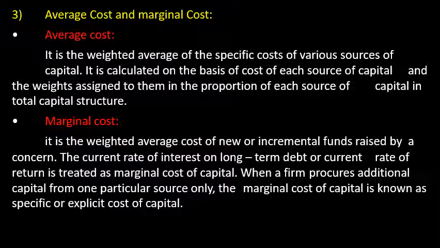So it is calculated based on the cost of each source of capital, each source like equity, preference, debenture, bond. These are the different sources of capital. The cost of these is taken into consideration for the calculation of the weighted average cost of capital. There is a separate practical concept related to the weighted average cost of capital. I hope you understood the concepts.